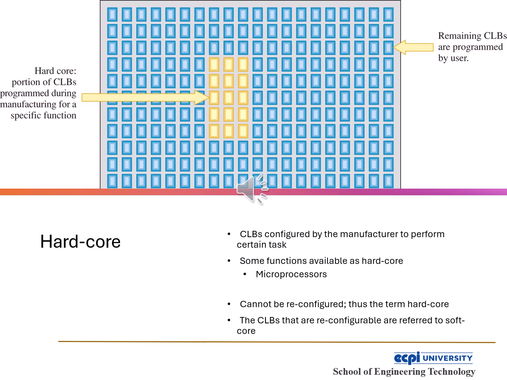It's like a pre-built part of town. These blocks are programmed by the manufacturer to handle specific tasks. You don't get to change them, but that's not a bad thing. Why? Because they're optimized, they're fast, and they're reliable. A common example, microprocessors. You get a full CPU built right into your FPGA fabric, ready to go.